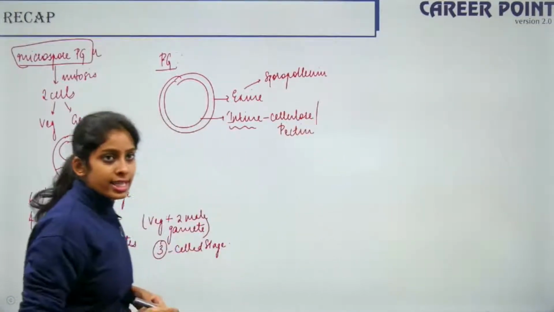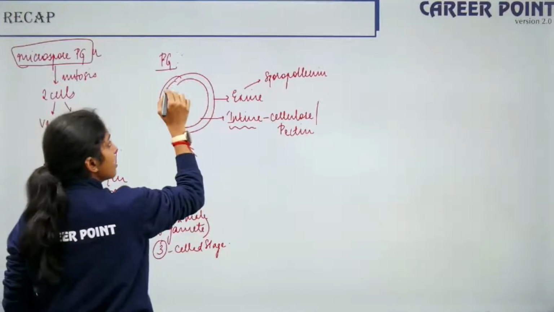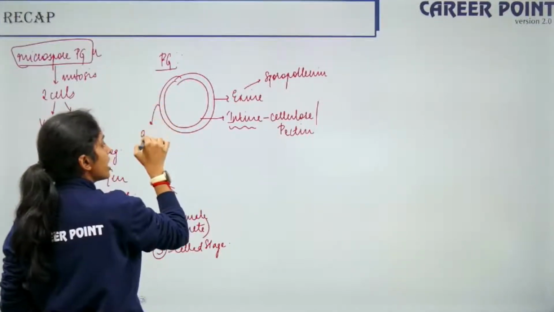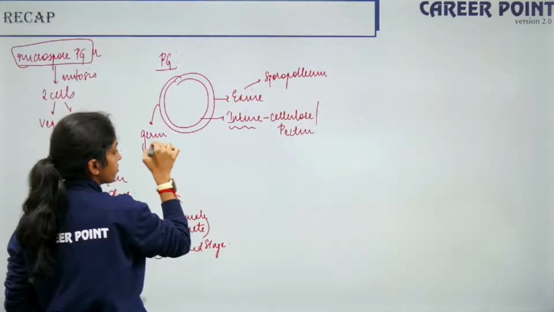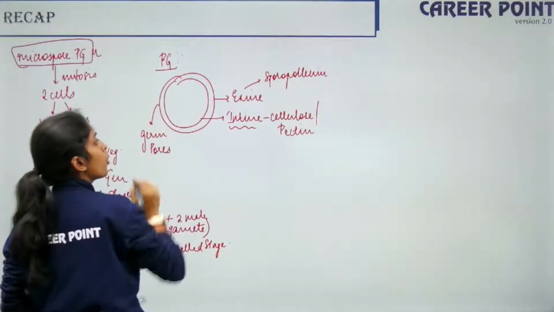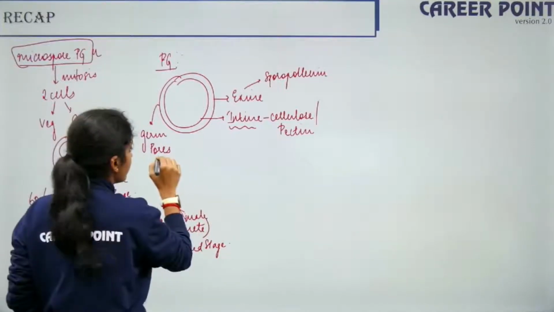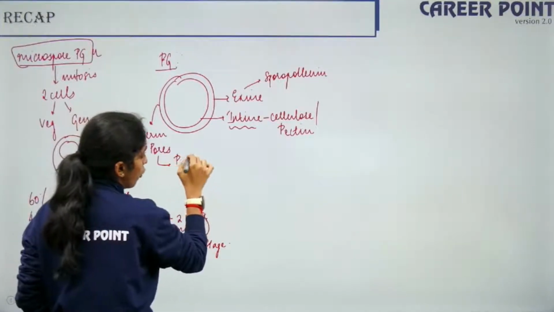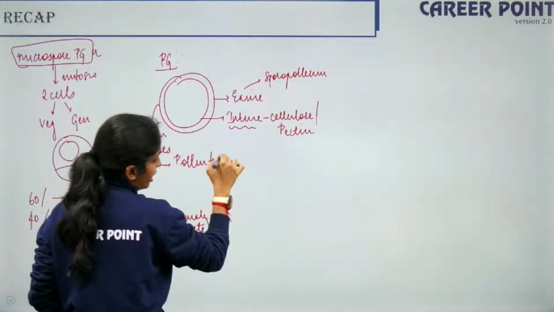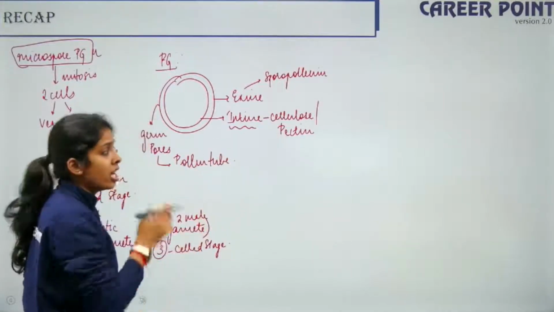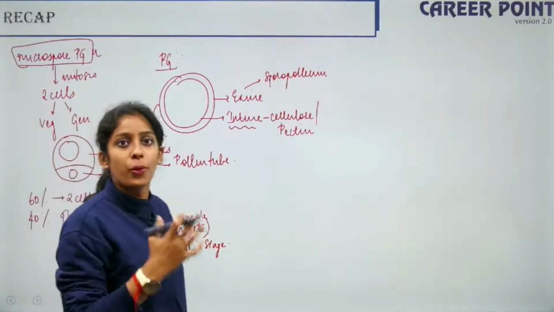Apart from these things, the outer layer exine also has what are known as germ pores. These germ pores are apertures where sporopollenin is absent and they help in the formation of the pollen tube post pollination. Fine. So this is the structure of your pollen grain.